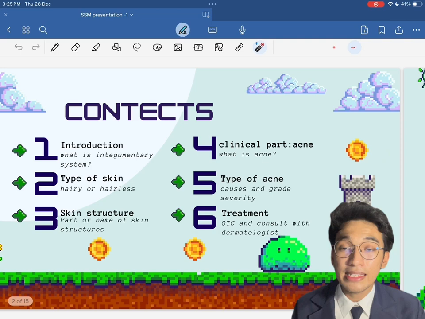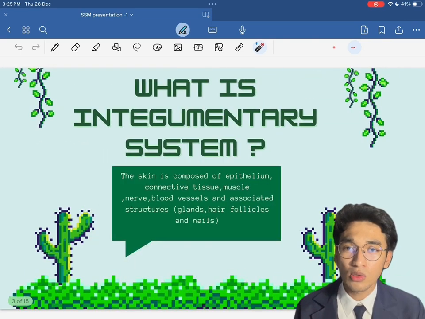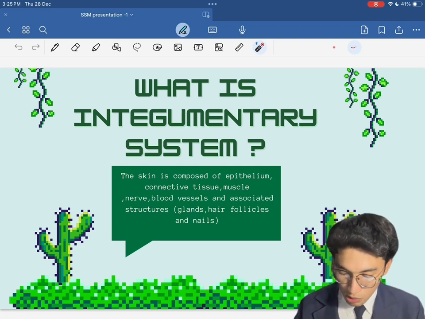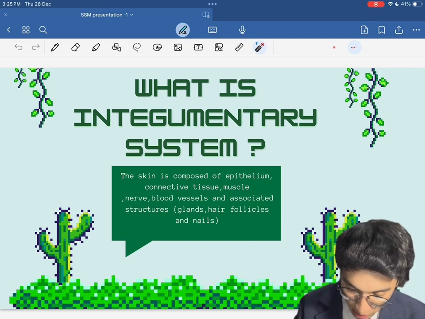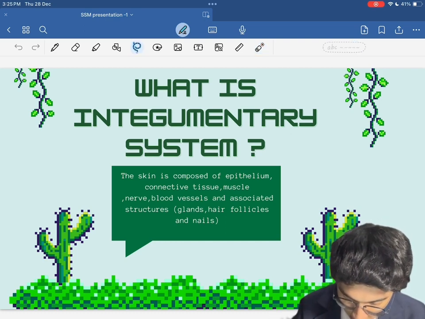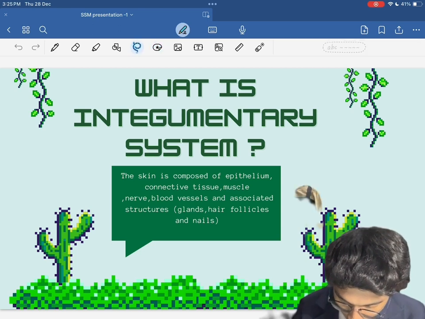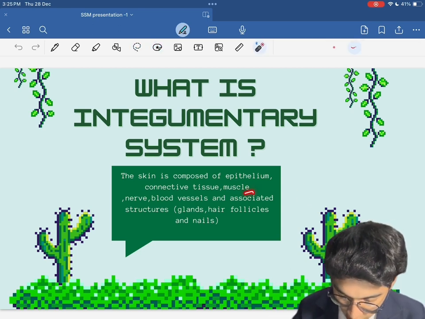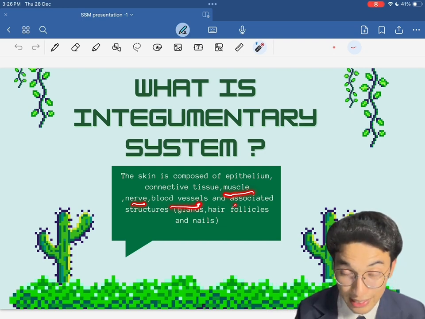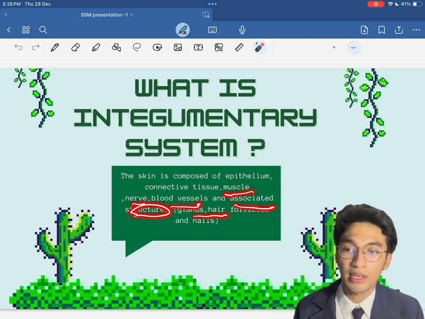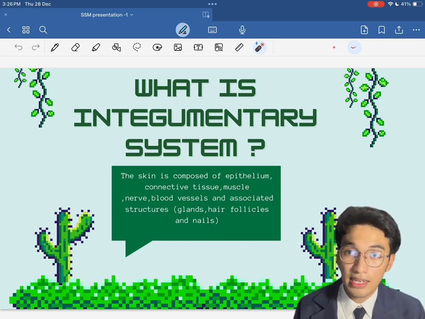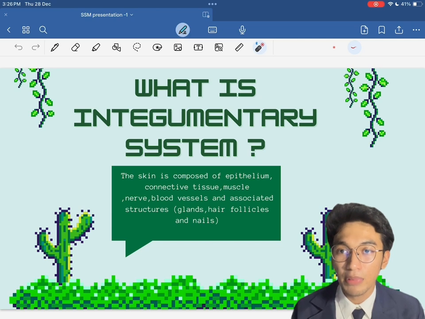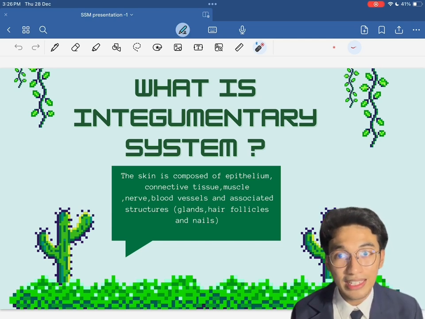So what is the integumentary system? Do you know what the integumentary system is? Actually, the integumentary system is about our skin. The skin is composed of epithelium, connective tissue, muscle, nerve, blood vessel, and associated structures: gland, hair follicle, and nails. It is also divided into two basic layers. The first one is the superficial epidermis. The second one is the tough collagen-rich dermis plus the fatty hypodermis.